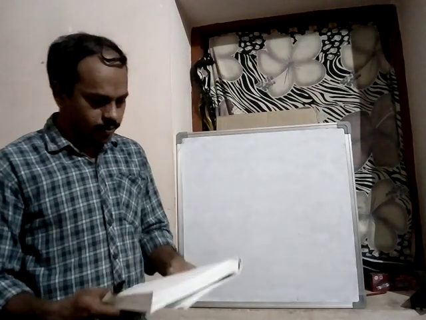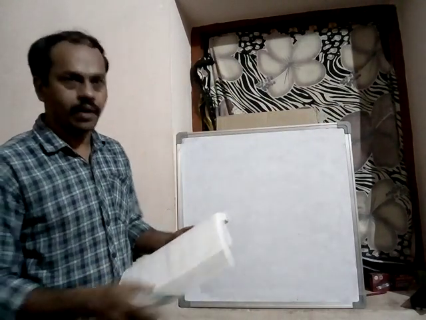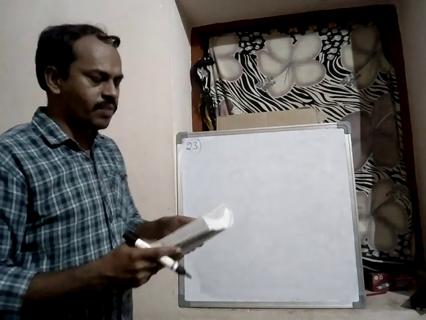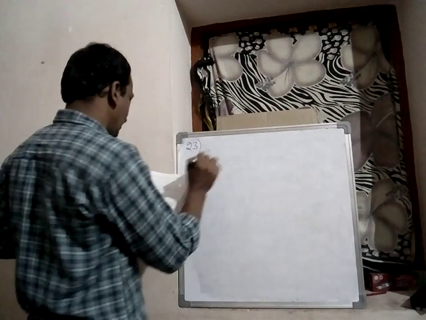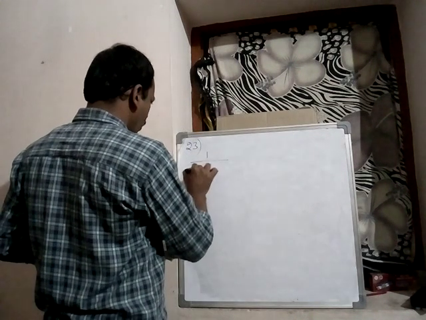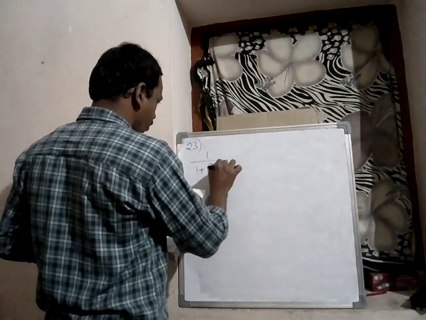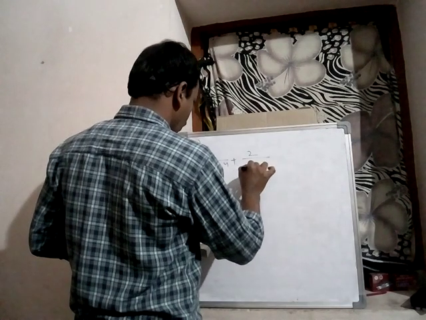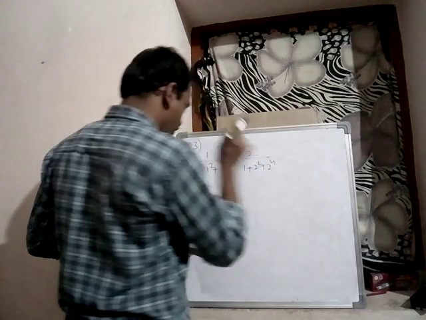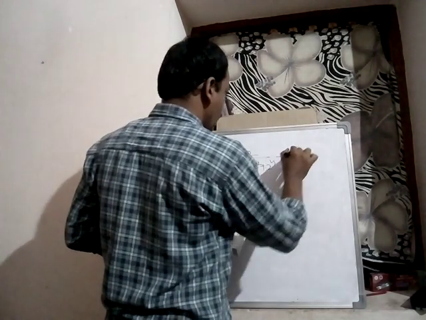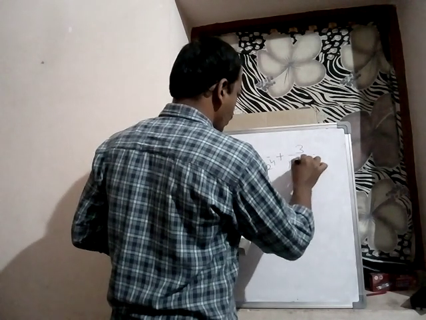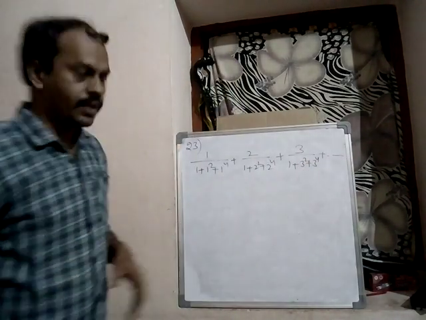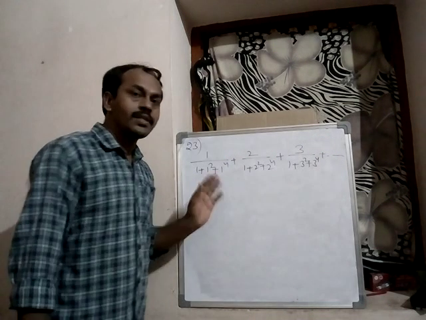So next problem, 23rd. Find the sum of n terms of the series 1 by 1 plus 1 square plus 1 to the power of 4, plus 2 by 1 plus 2 square plus 2 to the power of 4, plus 3 by 1 plus 3 square plus 3 to the power of 4, and so on like this. So in this series, it asks for the sum of n terms.